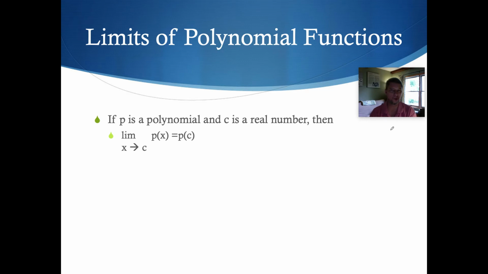All right, and then we can use all of the rules for calculating limits that we talked about in the last video in order to do the calculations here. So the limit as x approaches c of p of x will equal p of c if p is a polynomial and c is a real number. And the easiest way to deal with polynomials is simply to do direct substitution, rather than going through all of those rules.